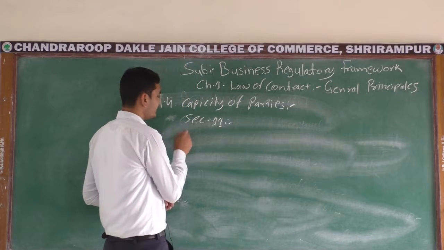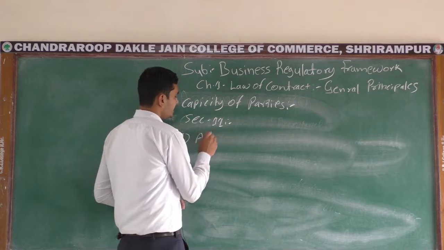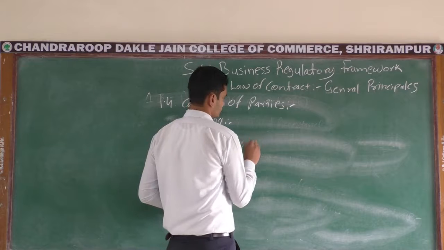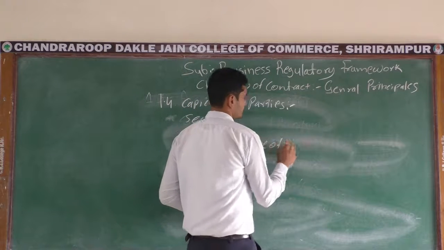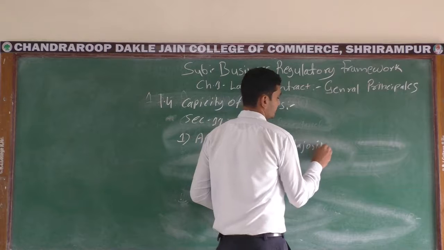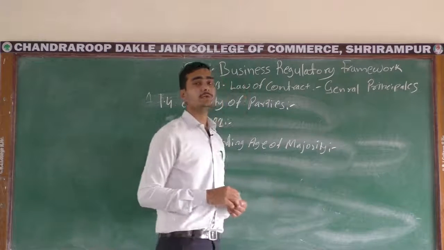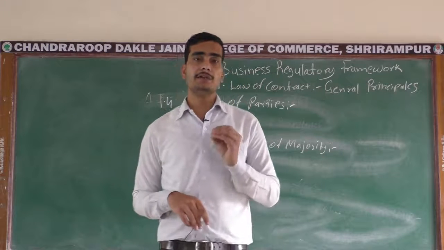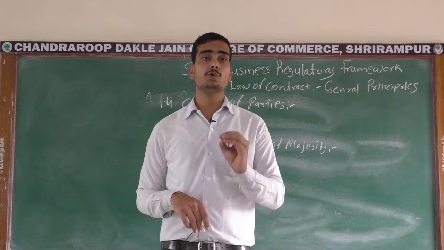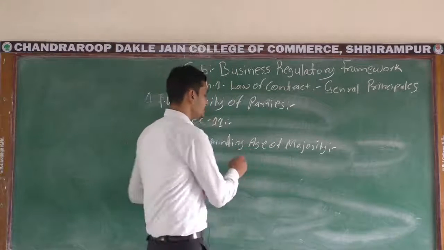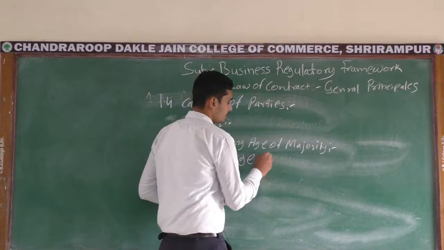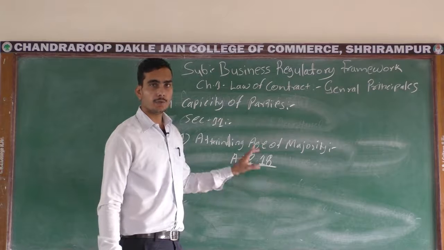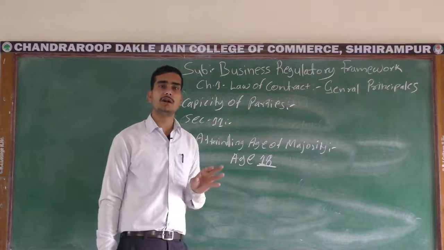The first is the person attaining the age of majority. What is majority? Under the Indian Majority Act 1875, a person who completes the age of 18 years is called a major person.